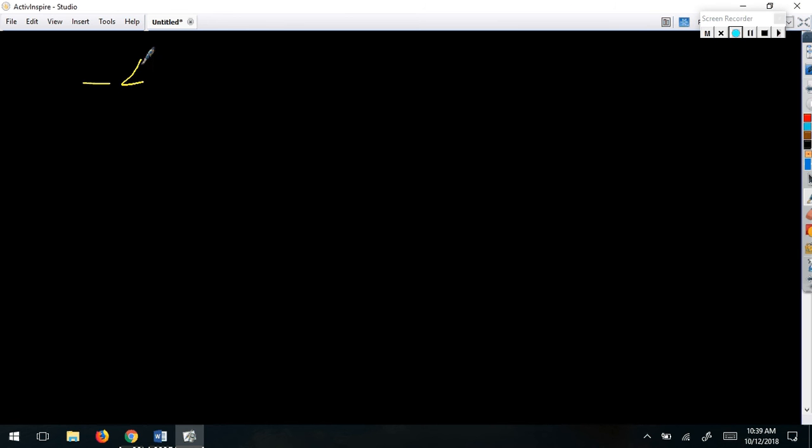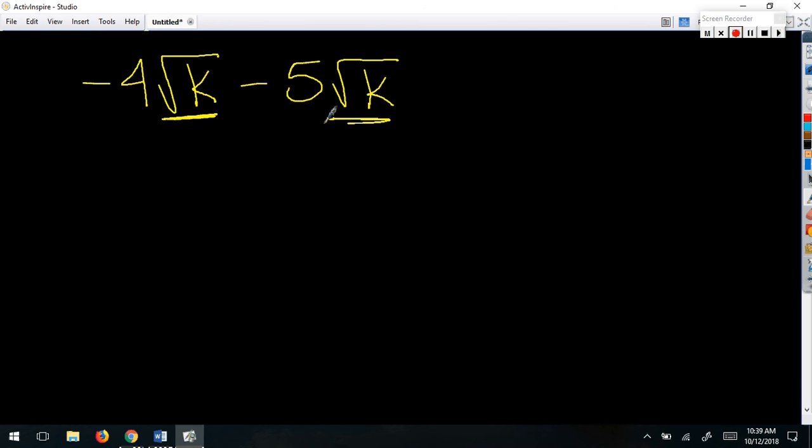If I have -4 times the square root of k minus 5 times the square root of k, these are like radicals because the root is the same. Remember, there's a little invisible implied 2 here. The number under the radical is the same, so I can combine the numbers outside, these coefficients. So I would just say -4 minus 5, which is -9 times the square root of k.